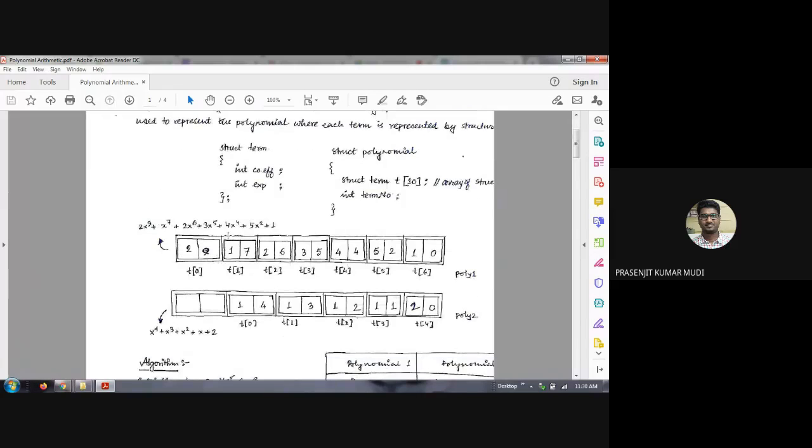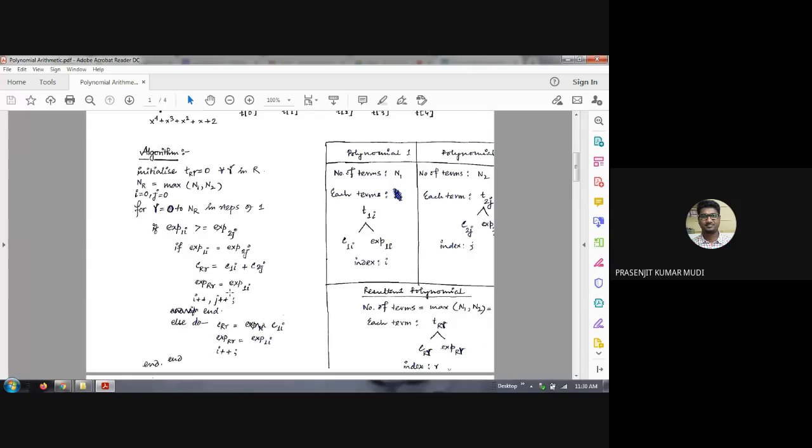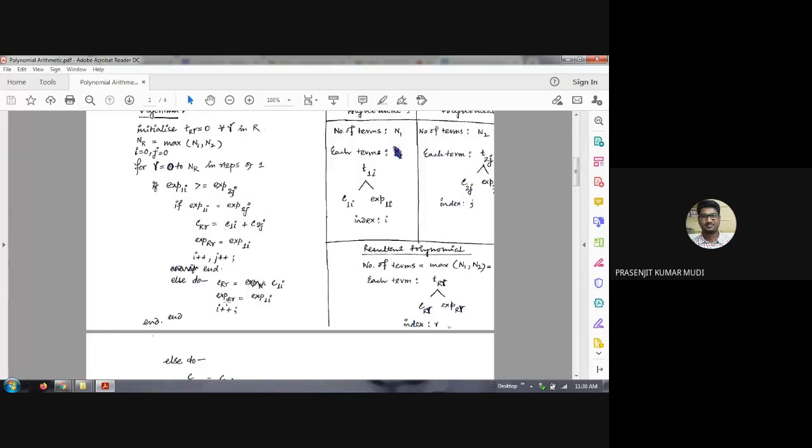Then what is your job? From 4x to the power 4, this is done. X to the power, it is also done. So now you have to go to the next term only, that is 5x square, so I++. And similarly, as x to the power 4 is done, you have to go to the next term in the polynomial 2, that is x cube. That's why both I++ and J++ you have done, and here only I++.